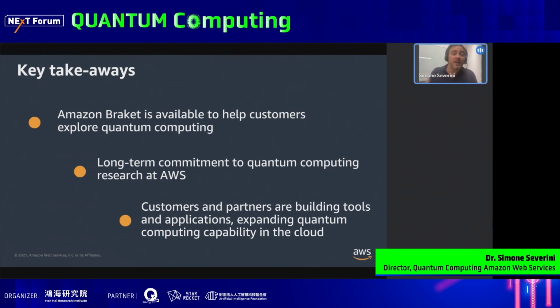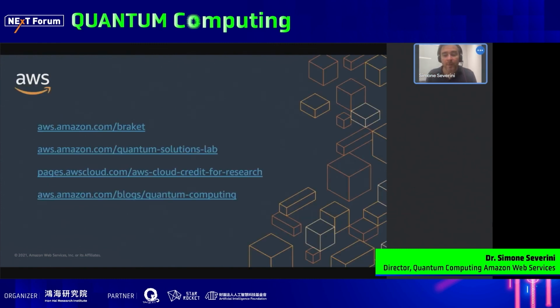And the final takeaway is that customers and partners are building tools and applications. They're expanding quantum computing capabilities in the cloud. And this is interesting because in building Amazon Braket as part of the AWS cloud, we give people an opportunity to build something that does not only include quantum computing, but quantum computing as part of a more complex IT infrastructure.